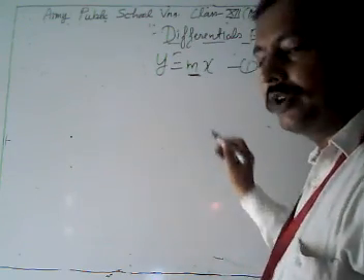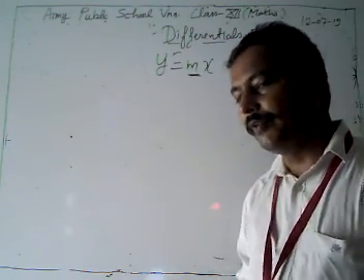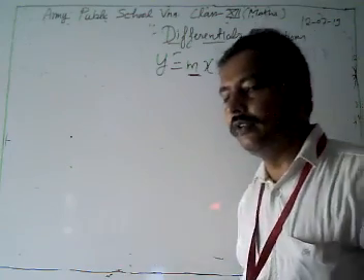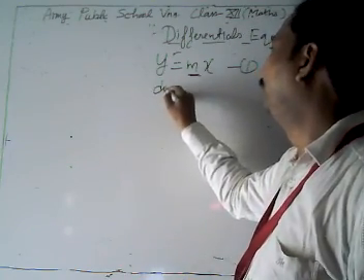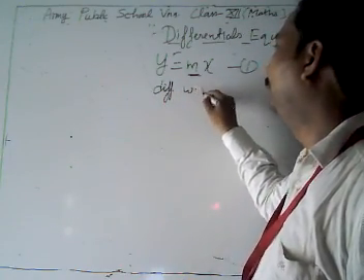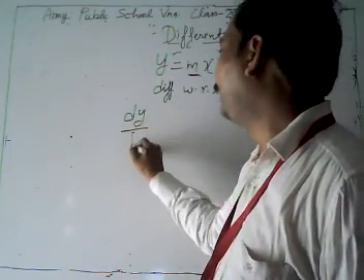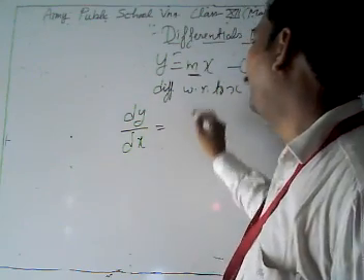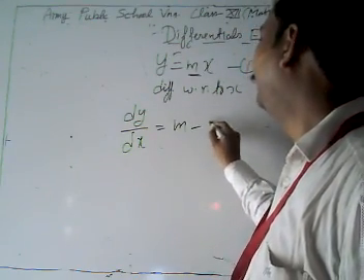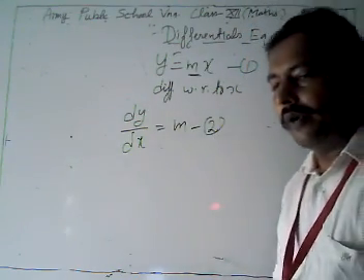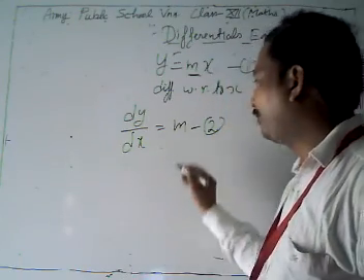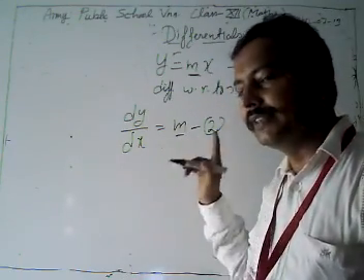Again, there is one arbitrary constant m there. Then what do we have? We have to differentiate it only one time. Differentiating with respect to x, what do we get? dy/dx is equal to m into derivative of x, which is 1. There is only one arbitrary constant, so we only differentiate one time.